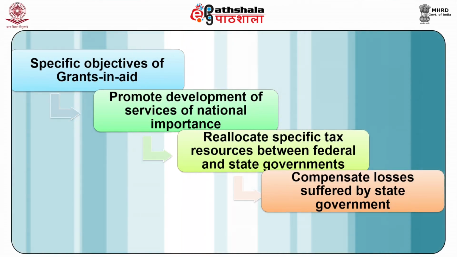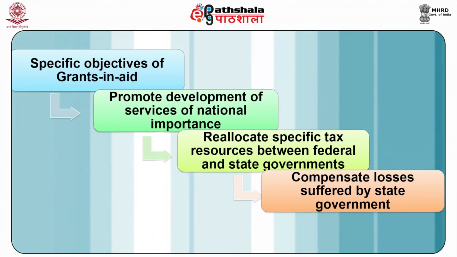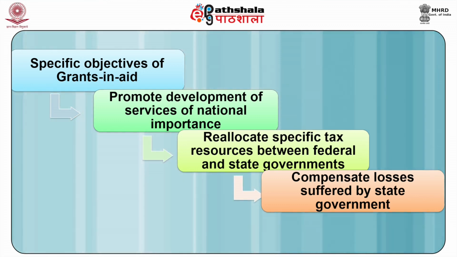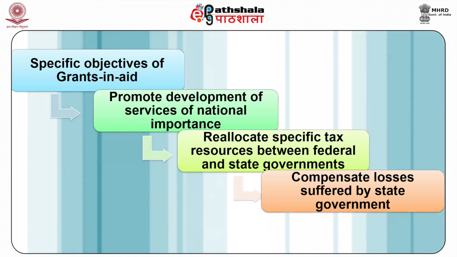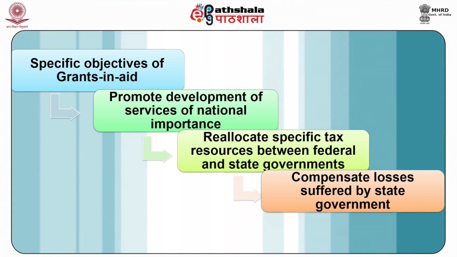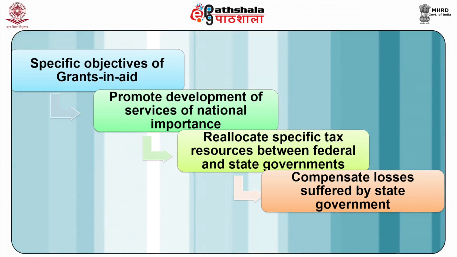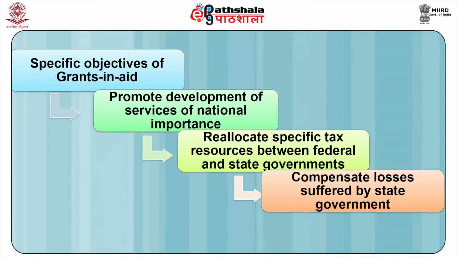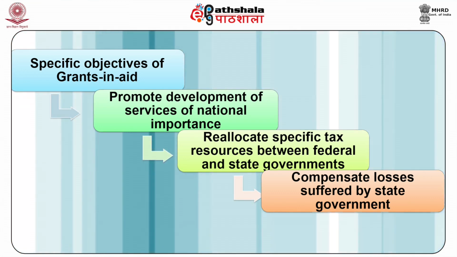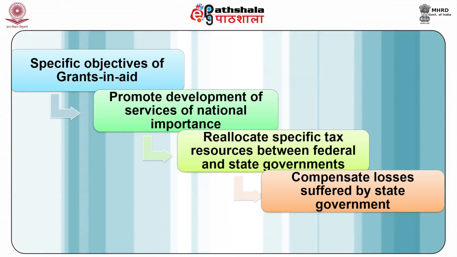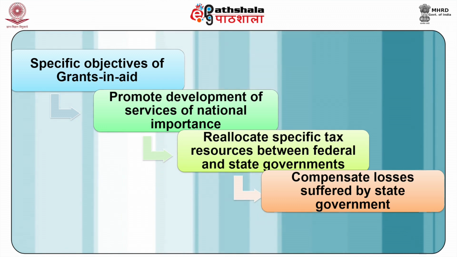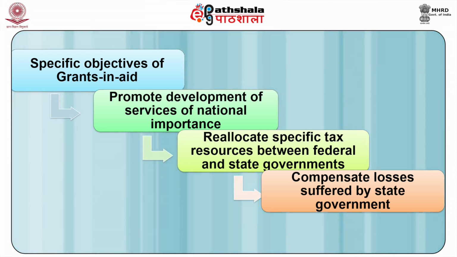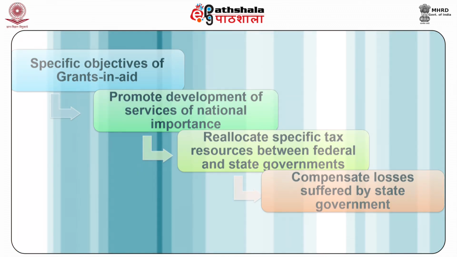The specific objectives are: first, to promote development of services of national importance and, if possible, to encourage local participation in such services. Second, to reallocate the specific tax resources between the federal and the state governments as circumstances require, through matching grants. Third, to compensate the losses suffered by the state government.